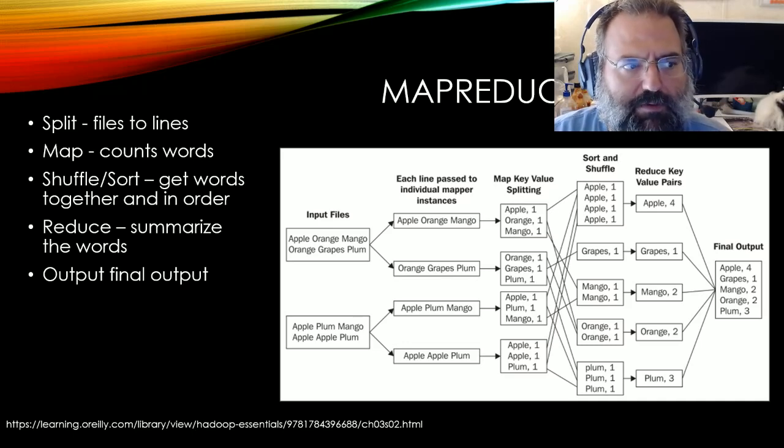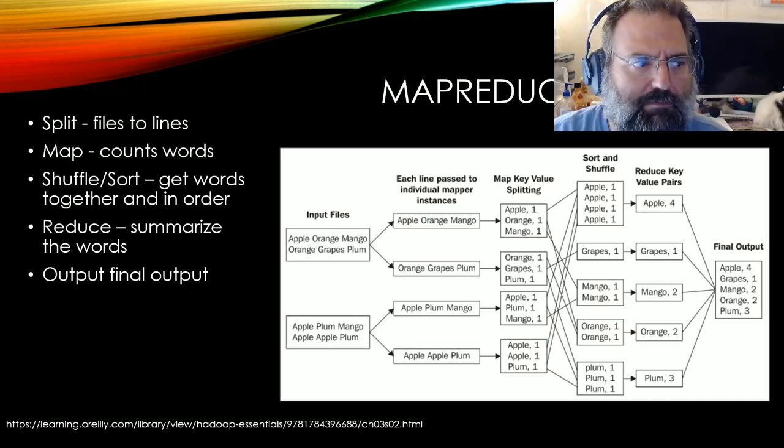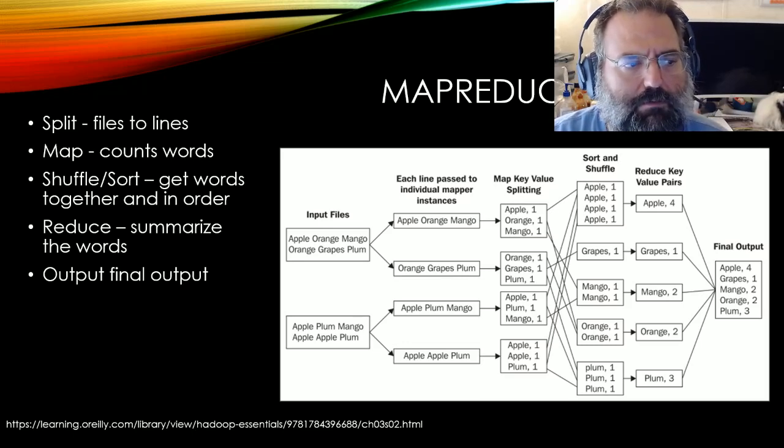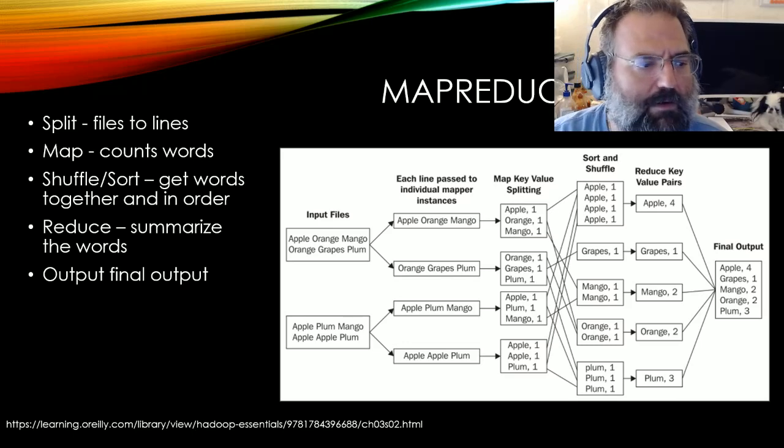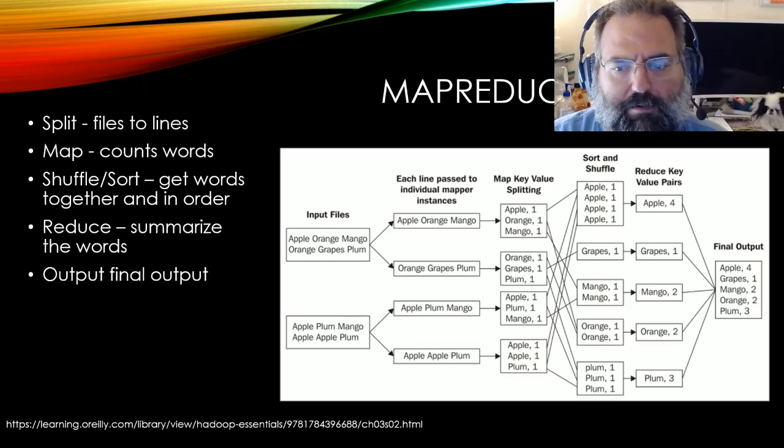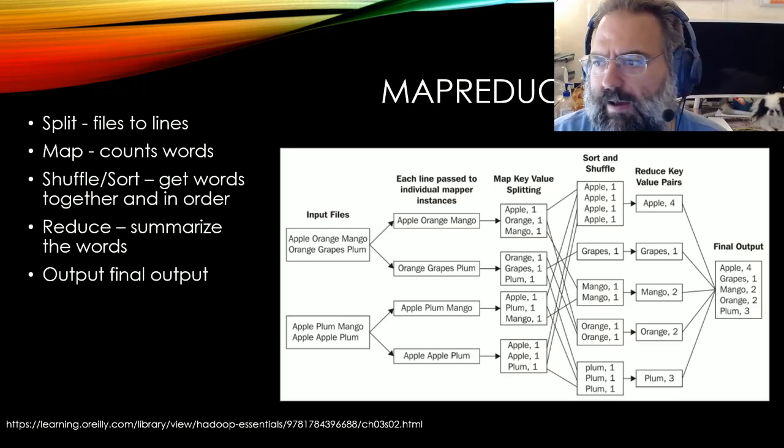It starts by you basically split the file into a series of lines. You then, in the map operation, count the number of words. Then you take the shuffle sort and essentially get the words together, and then reduce by summarizing the words, so adding up the individual ones, and then you produce your final output. And that's the general pattern.